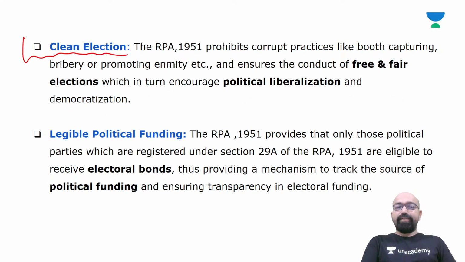Then clean election. The RPA 1951, which prohibits corrupt practices like booth capturing, bribery or promoting enmity, etc., and ensures the conduct of free and fair elections, which in turn encourage political liberalization and democratization.